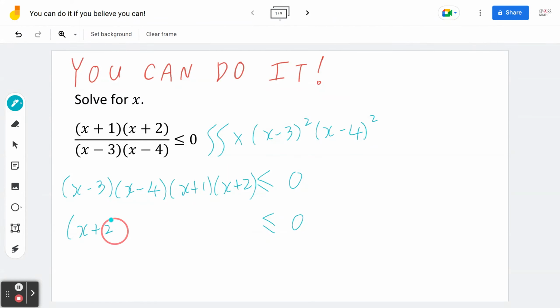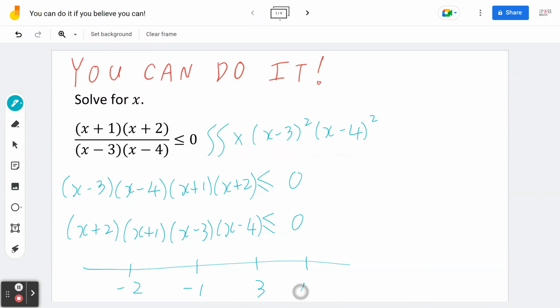So I'm going to copy x plus 2, then x plus 1, then x minus 3, then x minus 4. And the reason for that is because when you draw this number line, look what happens. There's negative 2, there's negative 1, there's 3, and 4. And when you recognize on the left-hand side, it's a polynomial, which is positive even. Again, how do we know that? I'll grab a different color for you.